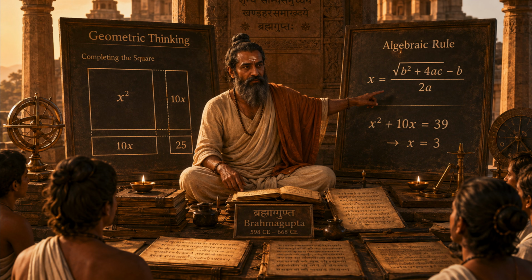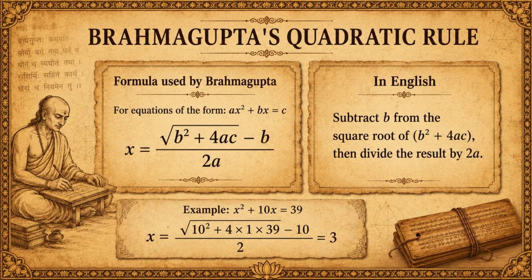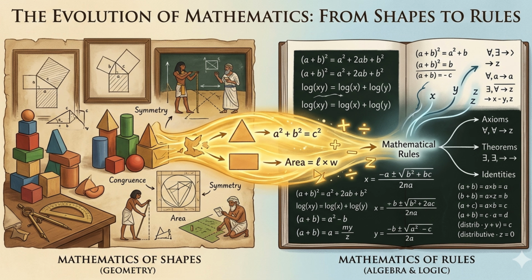Brahmagupta's work helped mathematics move from purely geometric thinking toward more general algebraic rules. It was not yet the exact modern quadratic formula as we write it today, but the direction was becoming clear. Mathematics was slowly moving from shapes to rules to algebra.